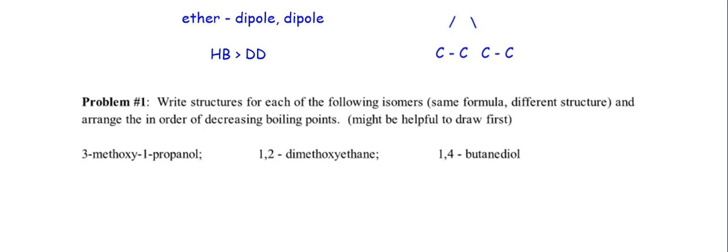All right, so write the structures for the following isomers, same formula but different structure, and arrange them in order of decreasing boiling points. Like I said, it might be helpful to draw them first. So go ahead and pause this and write them out and make your decisions. When you're done, come back.